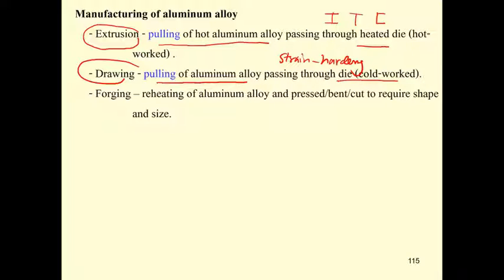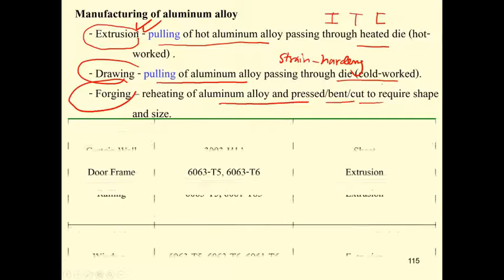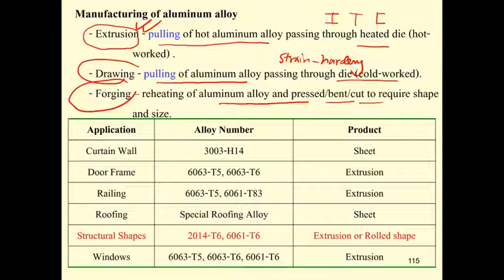Most of the small structural sections of aluminum alloys are manufactured by drawing. But for the ones used in high-rise buildings, like the examples I just mentioned, they are usually produced by extrusion. For forging, you reheat the aluminum, especially the plate, and then you bend and cut it to the required size. So extrusion is the most important one.